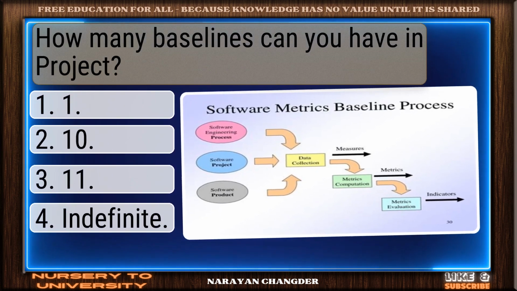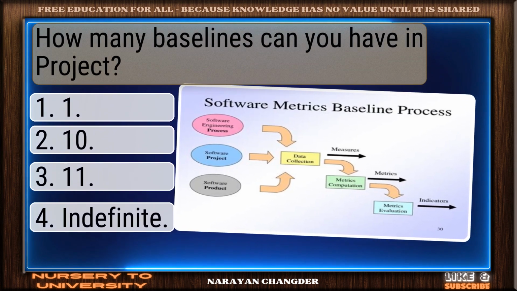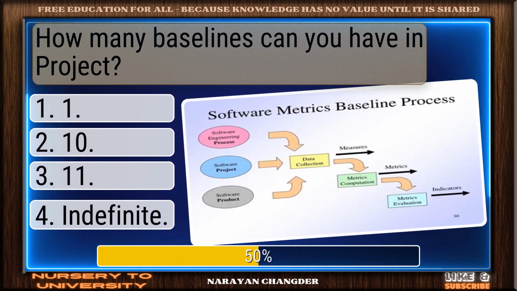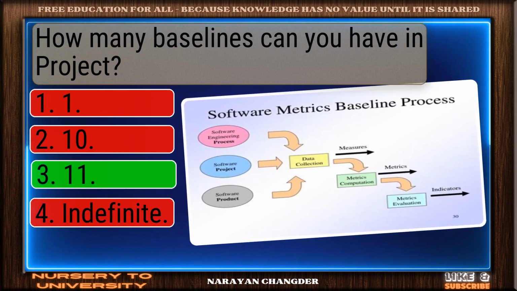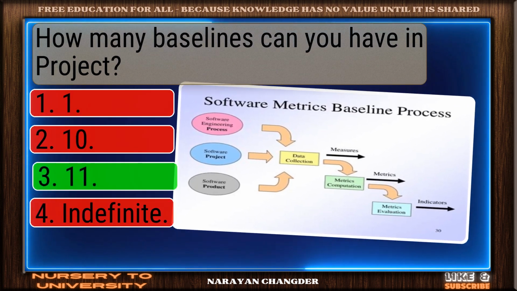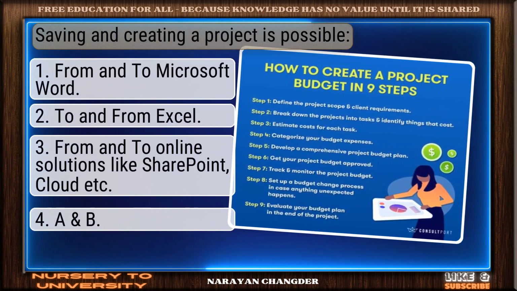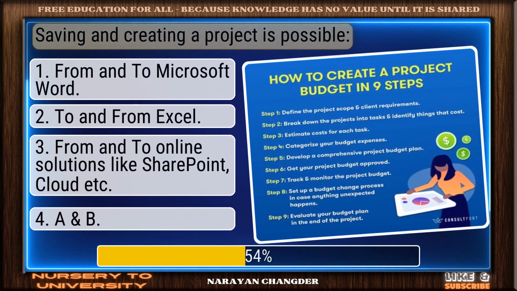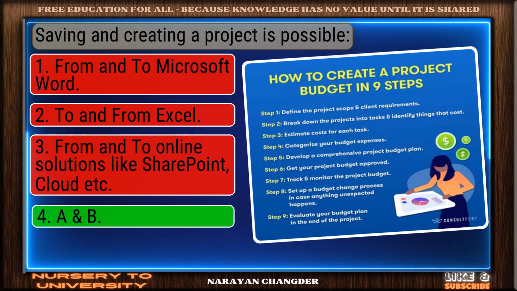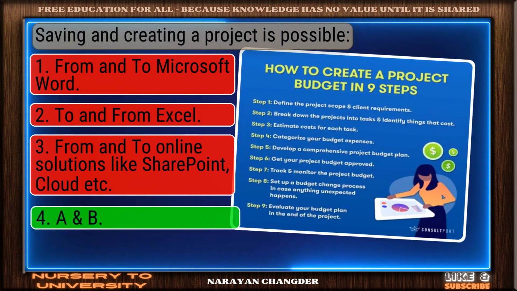Question number 33. How many baselines can you have in project? Smart pick. 11 is the correct choice. Question number 34. Saving and creating a project is possible. On track. A and B is the correct answer.